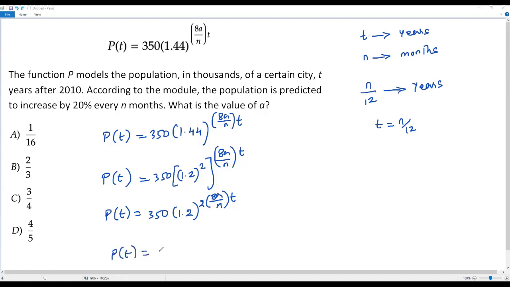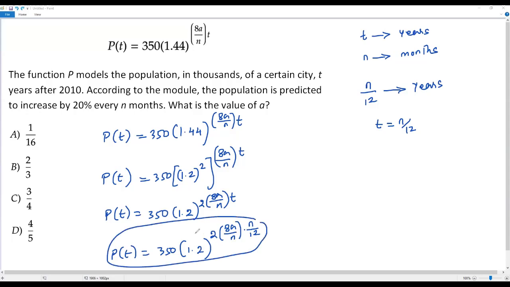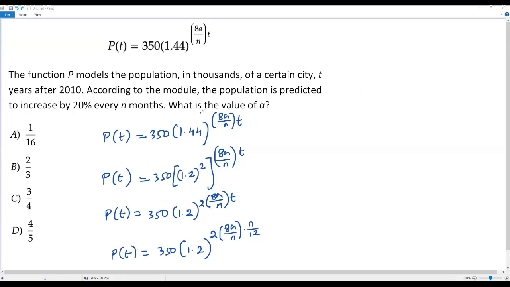So P of t equals 350 times 1.2 to the power of 2 times 8a over n times, for t we can plug in n over 12. So this complete n over 12 represents years, but when you consider n alone, it is in months. Anyways, now we got the given exponential growth function in a single variable which represents the time in months, that is n.